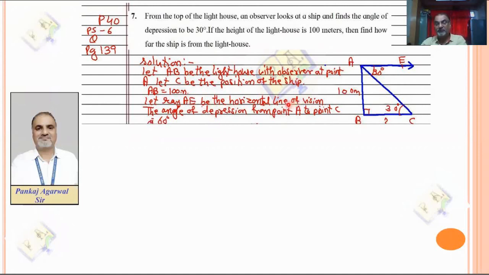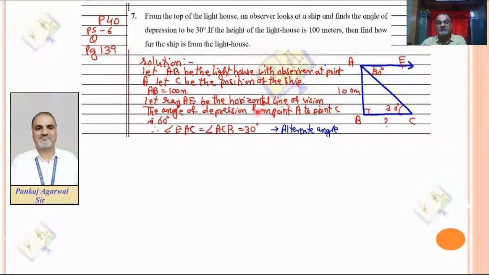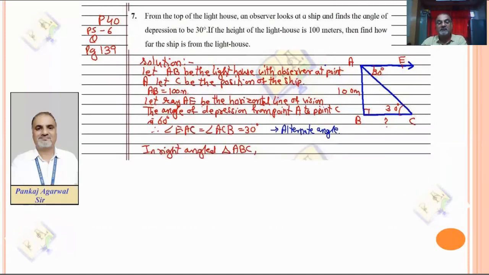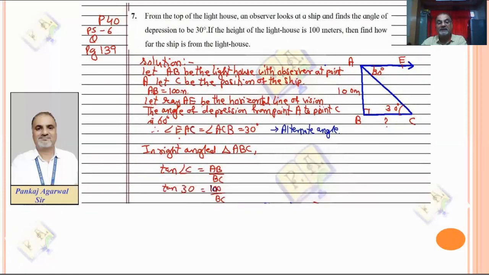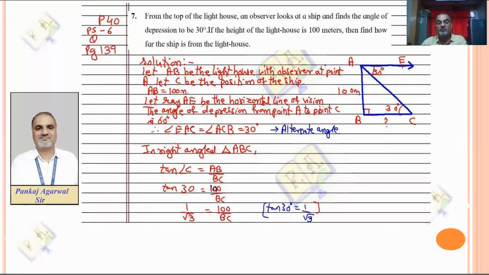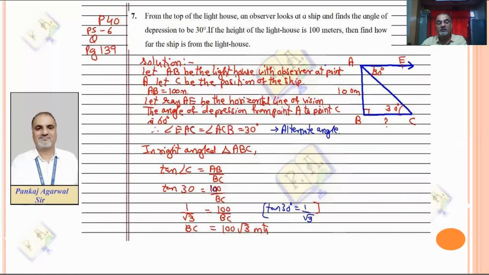The angle of depression from point A to point C is, again, 30 degrees. Therefore, angle EAC equal to angle ACB equals to 30 degree, alternate angles. In right angled triangle ABC, we will be using tan angle C once again, that is AB upon BC. Angle C is 30 degree and AB is 100. Tan 30 degree is 1 upon √3. Therefore, BC is 100 √3 meters.